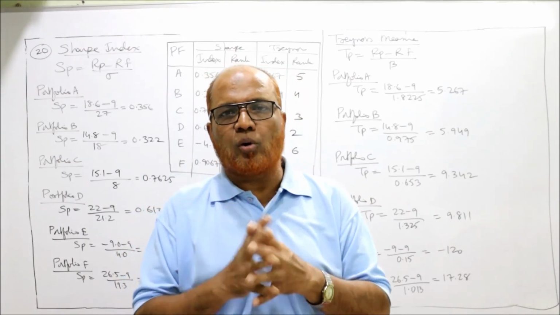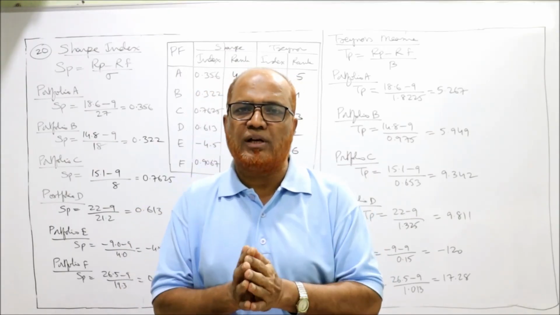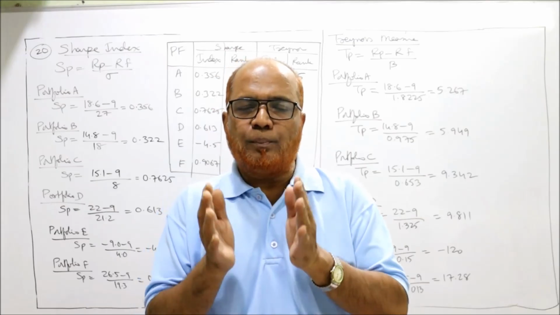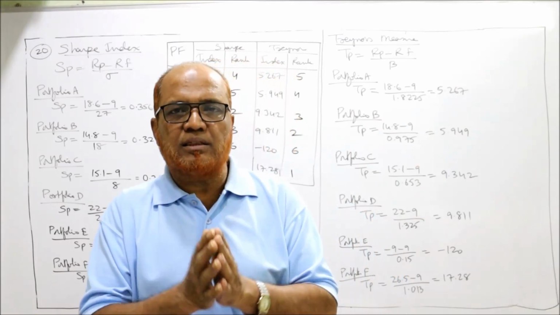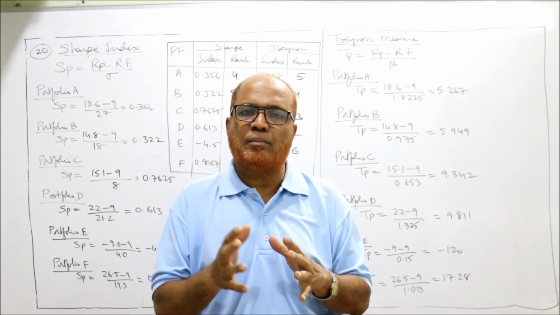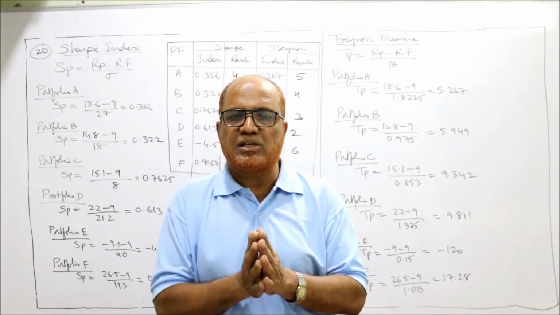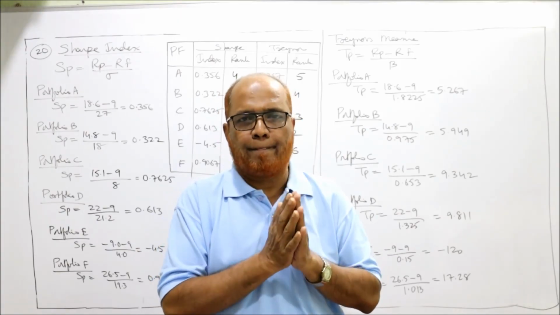Unit number 4, portfolio theory. A portfolio is a basket of securities, a combination of securities. So how to find the return of a portfolio, how to find the risk, all these things, CAPM, undervalued, underpriced security, overpriced security, all these things we have done in unit number 4.